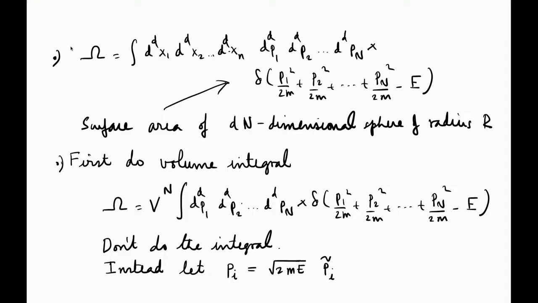Okay. So, let us do a trick here. I am just doing an integral. If I redefine, I want to pull out this E from this delta function. So, if all these factors had an E, then this E would come out. So, if I define p_i squared as root of 2mE times p tilde of i, because when I take p_i squared I get E times p tilde of i. If I am going to do this substitution, I can pull out this E from the delta function. Okay. So, I am going to do that one first.